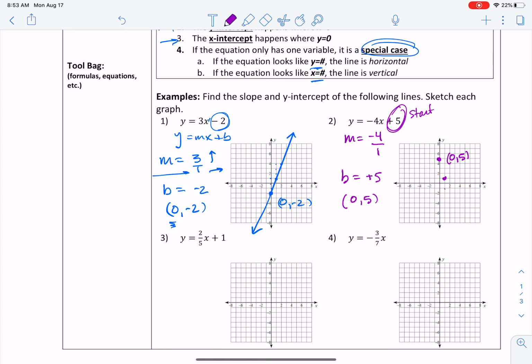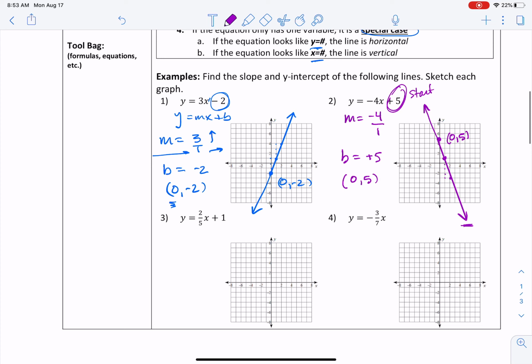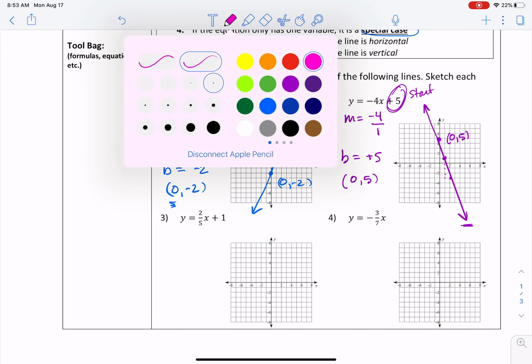Down 1, 2, 3, 4, right 1. And again, draw a line. To extend beyond. When you draw lines, they have arrows on both sides. They extend through the points to cover the graph. That's all this is, being able to identify the slope.